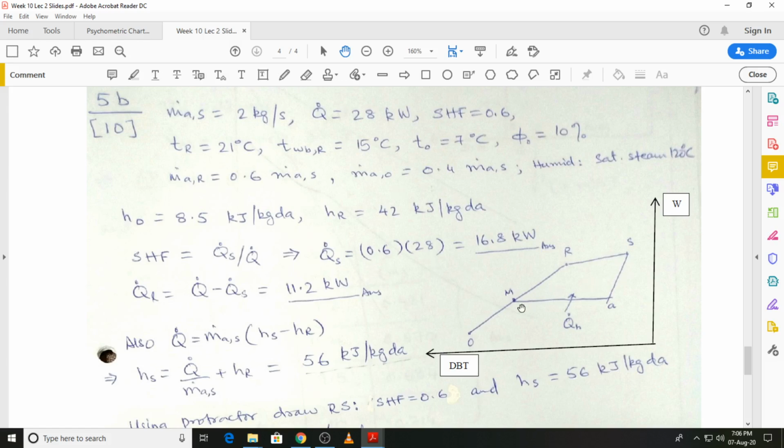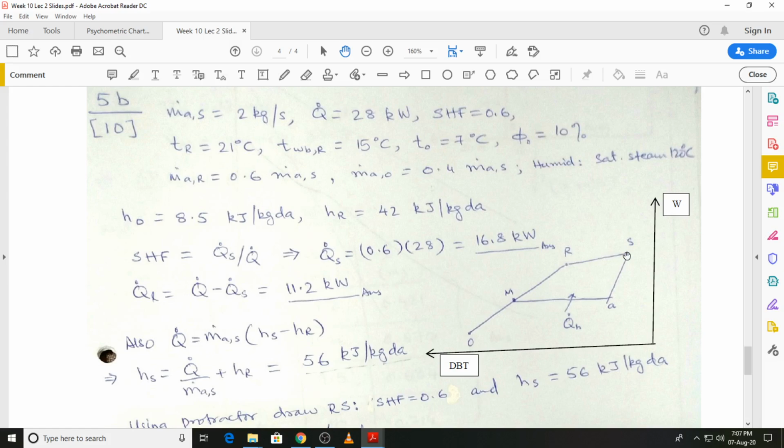Remember that the mass flow rate m dot a is the same as the mass flow rate at state M, because you combine the recirculated air with the outside air, and whatever that mass flow rate is as a result will first be sensibly heated, then humidified, and then supplied to the conditioned space. And this is the mass flow rate of dry air, so it's kilogram dry air per second. So even when you are spraying steam, that value does not change, it remains the same.